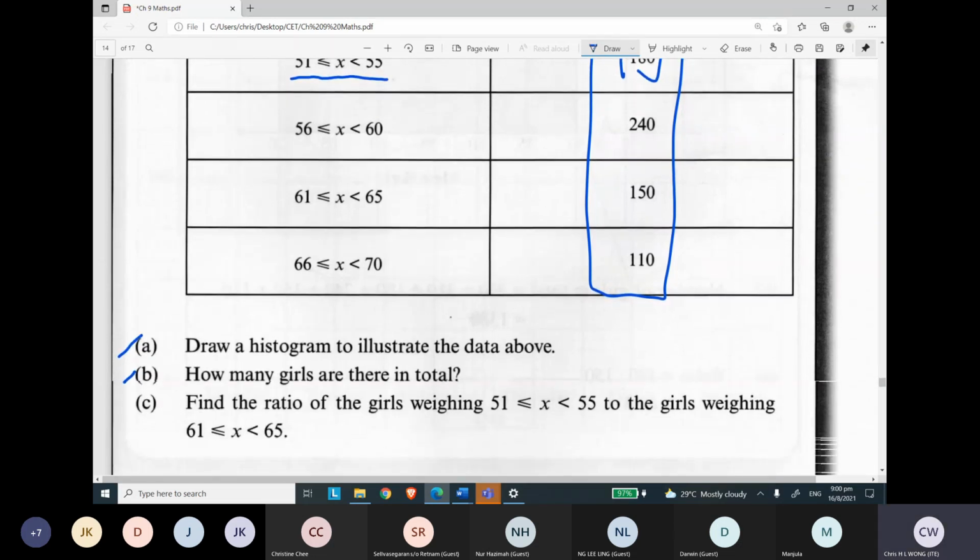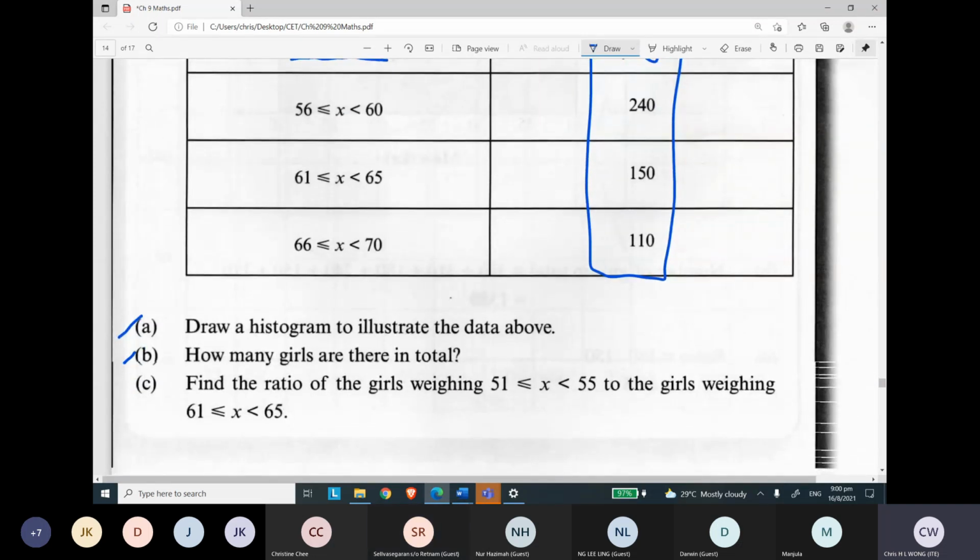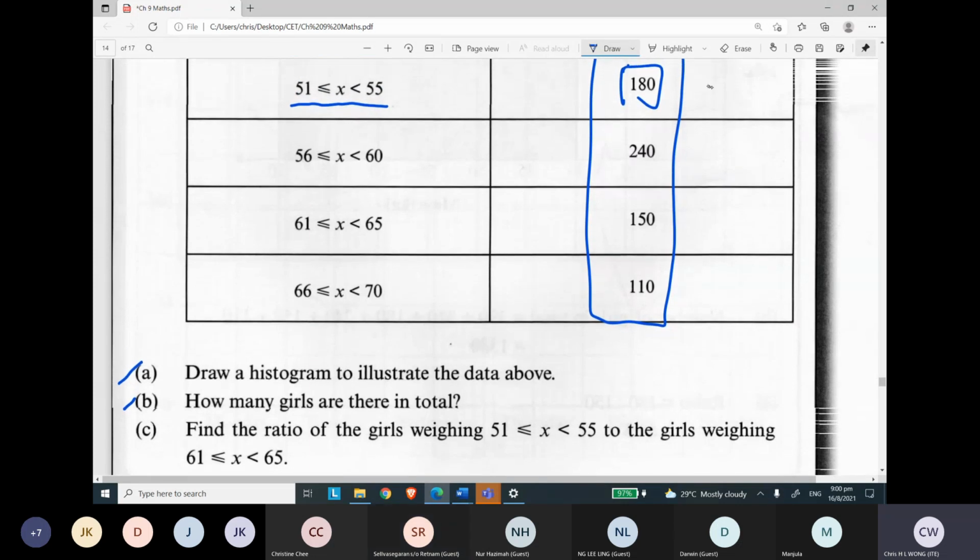Find the ratio of the girls weighing between 51 to 55. So you find the weight between this and this. Yeah, this and this. Am I right? Find the ratio of the girls weighing 51 to 55 and 61 to 65. So what do you have?